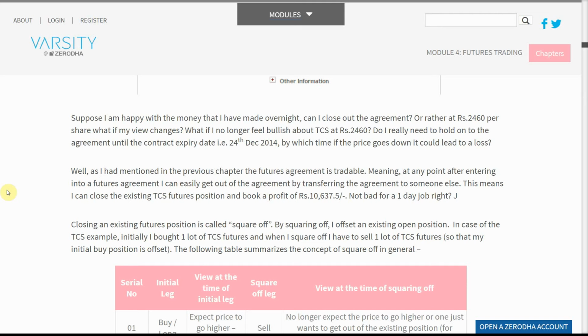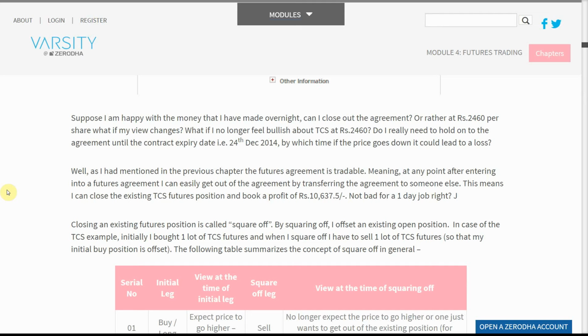Well, as I had mentioned in the previous chapter, the futures agreement is tradable. Meaning, at any point after entering into a futures agreement, I can easily get out of the agreement by transferring the agreement to someone else. This means I can close the existing TCS futures position and book a profit of 10,637 rupees and 50 paise. Not bad for a one-day job, right?